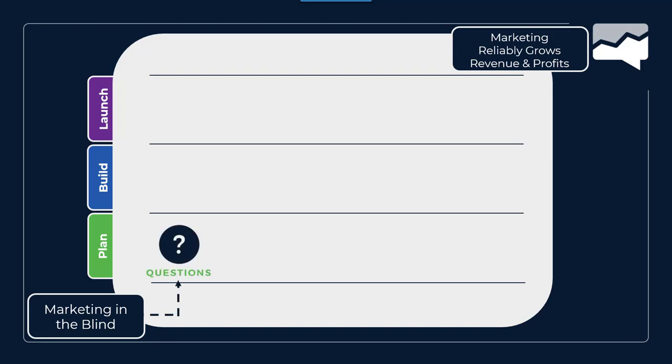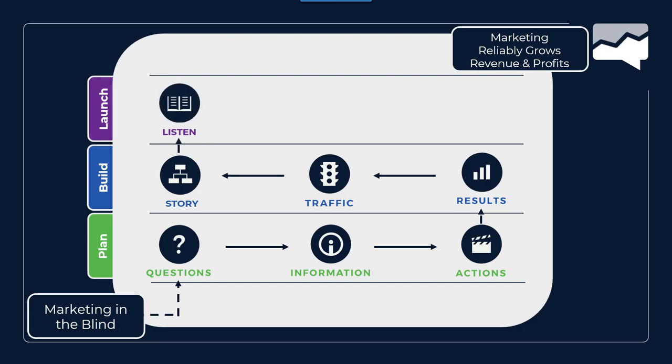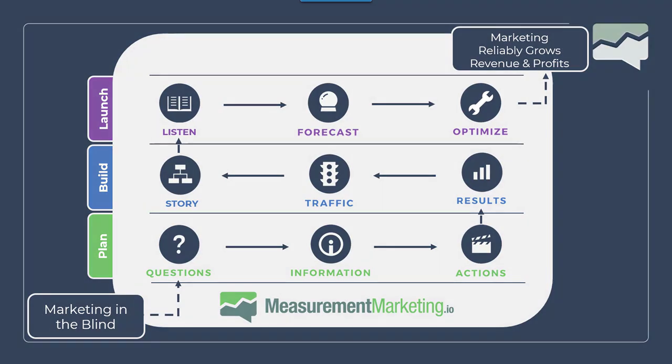Well, in plan, you lay out your KIA, your questions, your informations, and actions. Ask the right questions, gather the information to answer those questions, and then using the answers, take action on those answers. That is so important. Then you dive into build, where you gather results, you gather traffic, and using those results and traffic, you tell a story. And then you dive into launch, where you listen to that story. You start to forecast how that story will perform as you move forward, and then using that forecast and listening, you optimize.